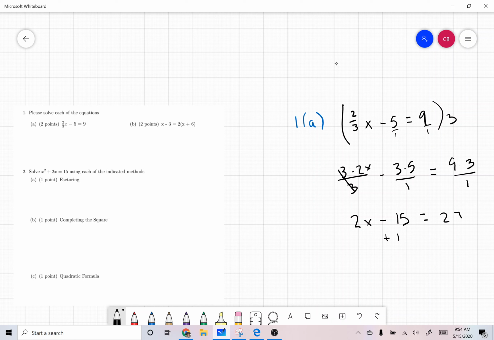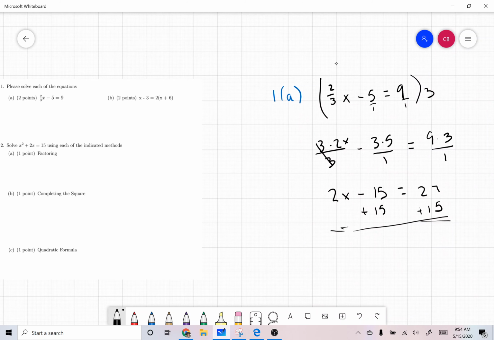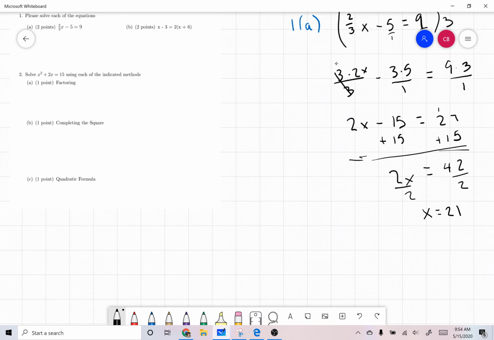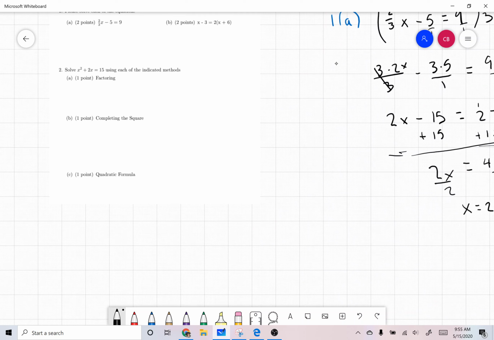We add the 15. And I think that's 42. Okay, and then from here we divide by 2. And x is equal to 21 in this case. Okay. For part 2, we have x minus 3 is equal to 2x plus 6.